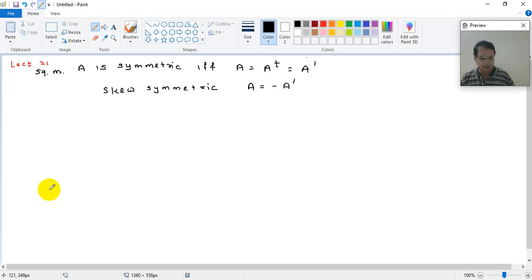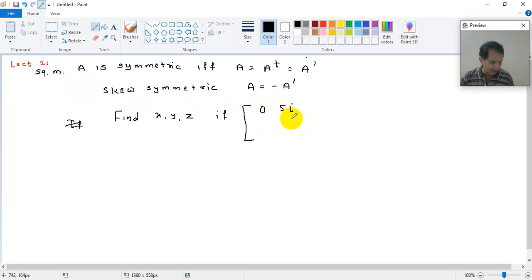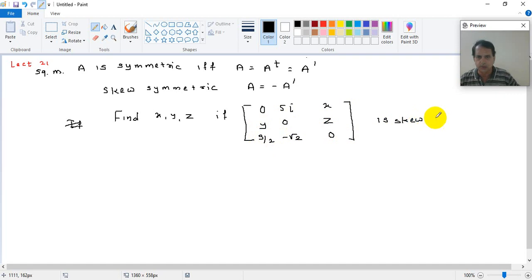Then suppose now this is the question, this is a good question. They are asking you to find x, y and z if the matrix is 0, minus 5i. I think you remember what i is. We have done complex numbers. So i is the imaginary number and its value is root of minus 1. So 0, 5i, x; 0, 5i, x; then y, 0, z; and 3 by 2, minus root 2, 0. Right? This matrix they have given is a skew symmetric matrix.